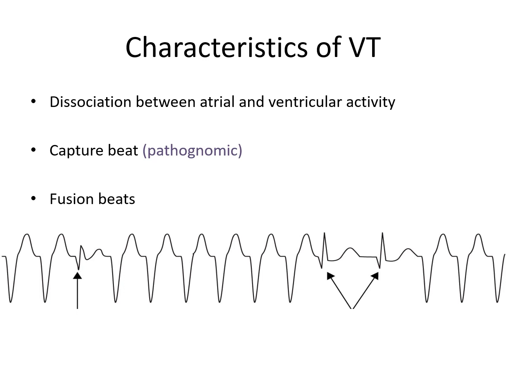There is dissociation between atrial and ventricular activity. Whilst the ventricular rhythm is ongoing, a normal sinus rhythm originating within the sinus node and traveling through the normal Purkinje pathway within the ventricles, hence producing a narrow QRS complex, can get captured in between these broad and bizarrely shaped QRS complexes. This is known as a capture beat and is pathognomonic of a VT. There can also be fusion beats, which are also characteristically seen in a VT.